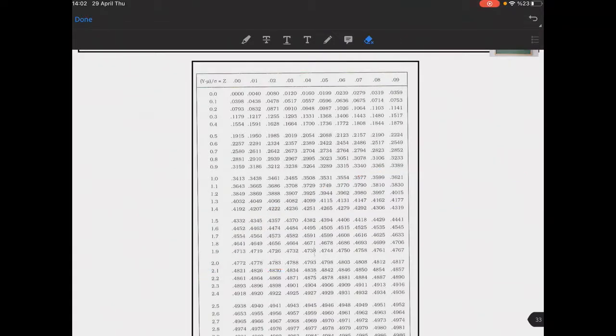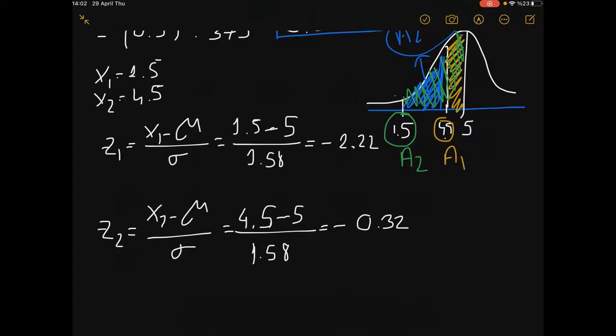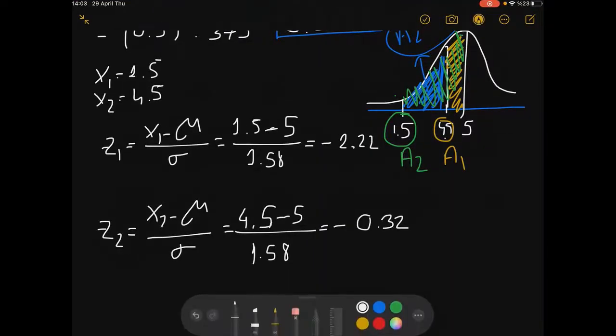So you just be careful, okay? Don't make mistakes like me. Okay, 2.2. I hope I did this correct now. Okay, this one, right? Okay, it's 0.4861, the corresponding area value here.